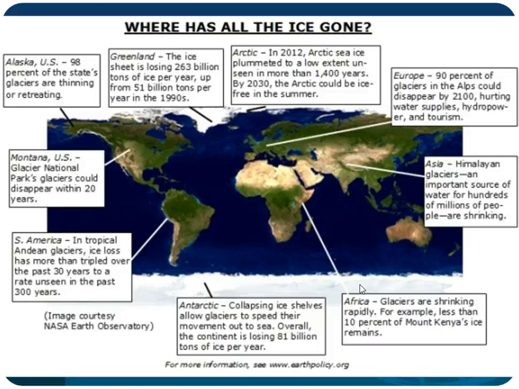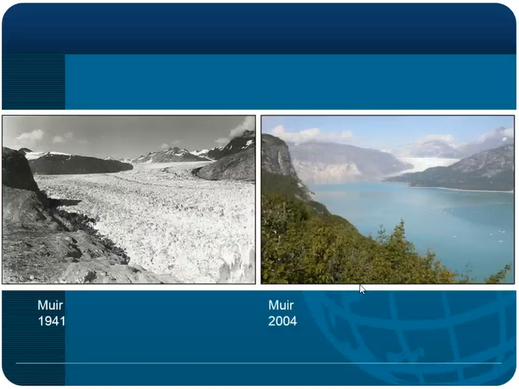This is a list of things where you're seeing all of these changes, but it's global. It's all over the place, from the Arctic to glaciers at the top of mountains. Here are some glaciers that I just want to show you. This is the Muir Glacier in Alaska. This was it in 1941. This is it today, or in 2004.